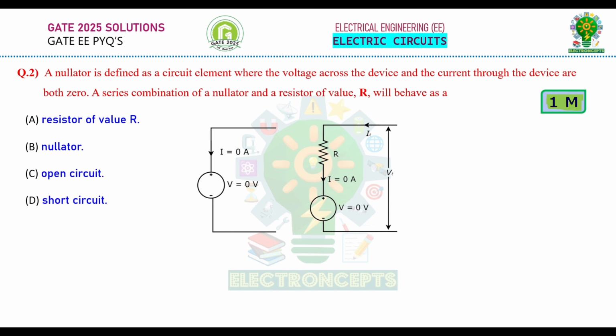Let IT be the total current flowing through the circuit and VT be the final output voltage across the series combination of nullator and the resistor. From the circuit, it is clear that IT is equal to 0 amps. From Ohm's law, we can write VT is equal to IT into R. Since IT is 0, VT is also equal to 0. Again, we have obtained that total voltage and total current are 0. Therefore, this circuit will again behave as a nullator. Option B is correct.